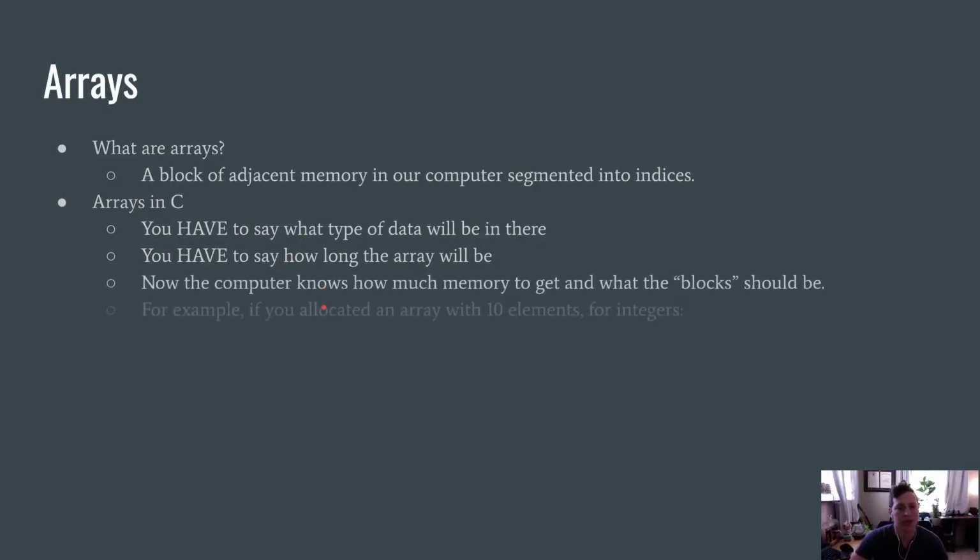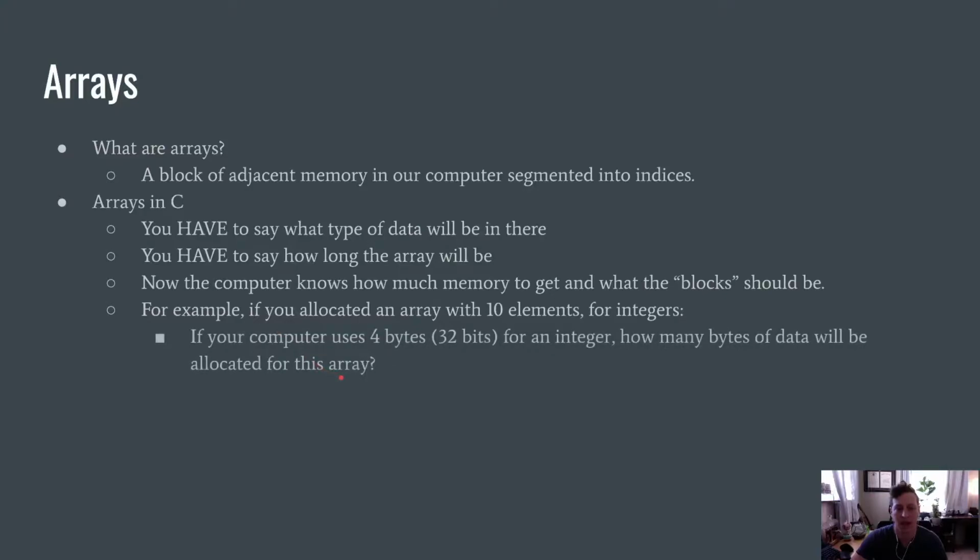All right, so let's start off with an easy question. If we allocate an array and we put 10 elements in there, and we want to put integers in every single cubby, and let's assume that our computer uses 4 bytes to represent an integer, how many bytes of data will be allocated for this array? So you have 10 elements and 4 bytes per integer. We're starting off easy. That's just going to be 40 bytes of data that your computer is going to go out and allocate for your array.